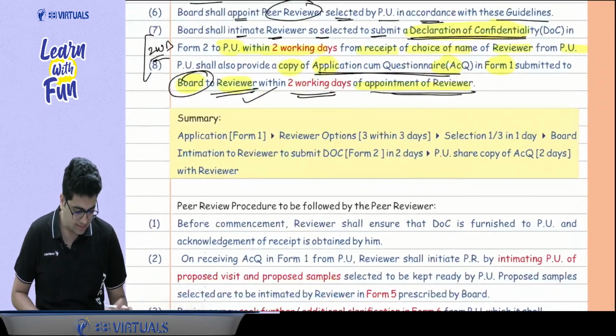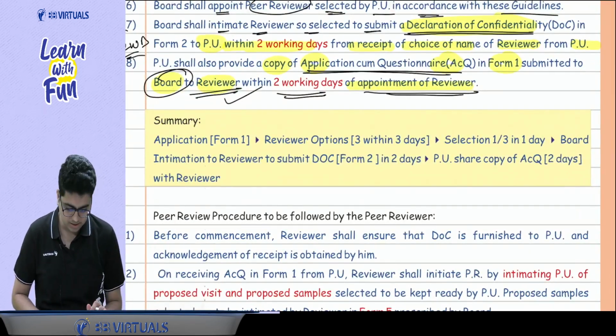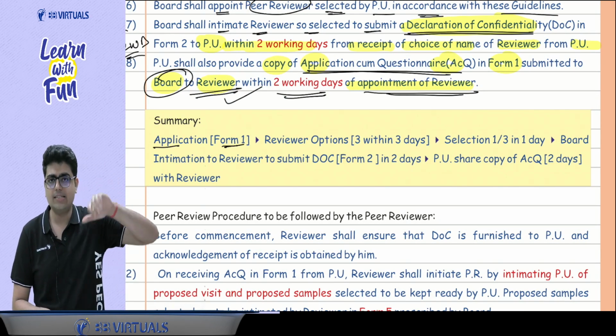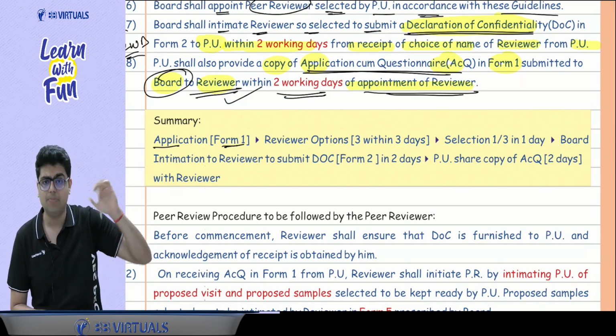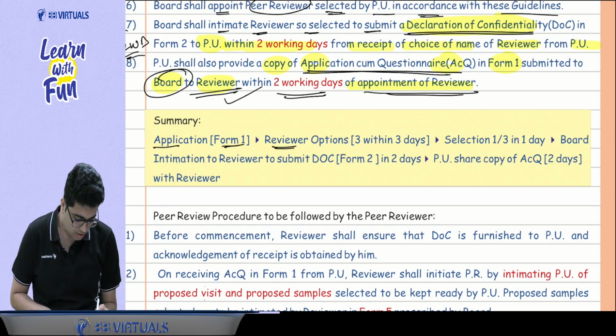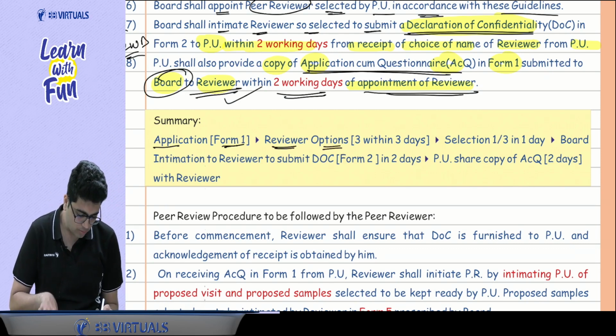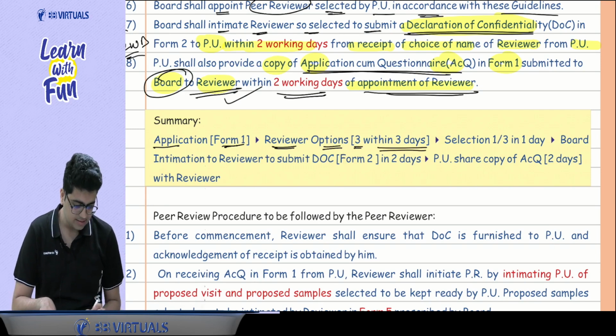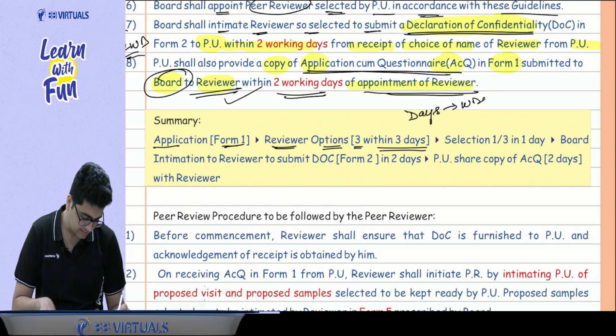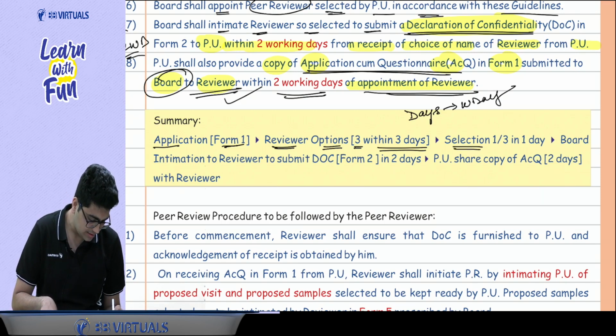So I have summarized this whole process in this part. Application is always given in form 1, whether it is given on its own or being intimated by the board. Reviewer options to be provided by the board to the practicing unit, 3 options within 3 working days. Wherever days is written, what do you mean by days? Working days. Alright. Then the practicing unit needs to do the selection, 1 out of the 3, in 1 working day.